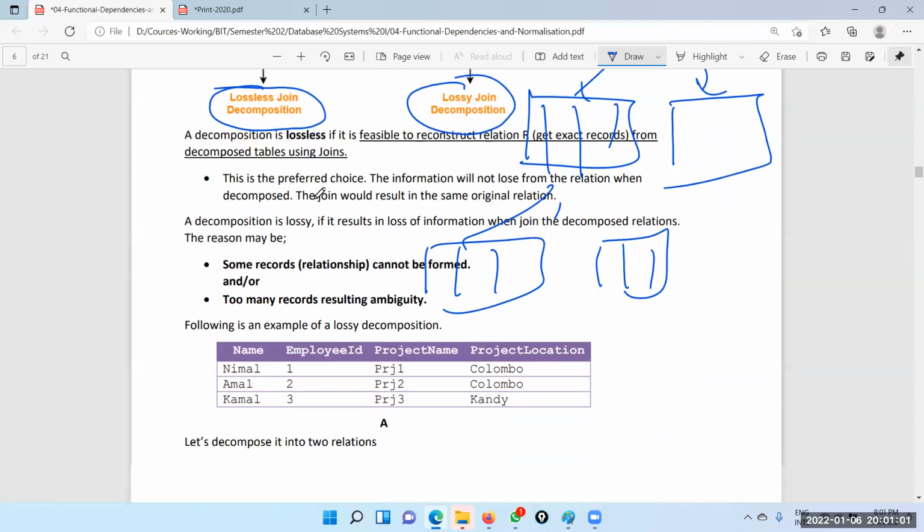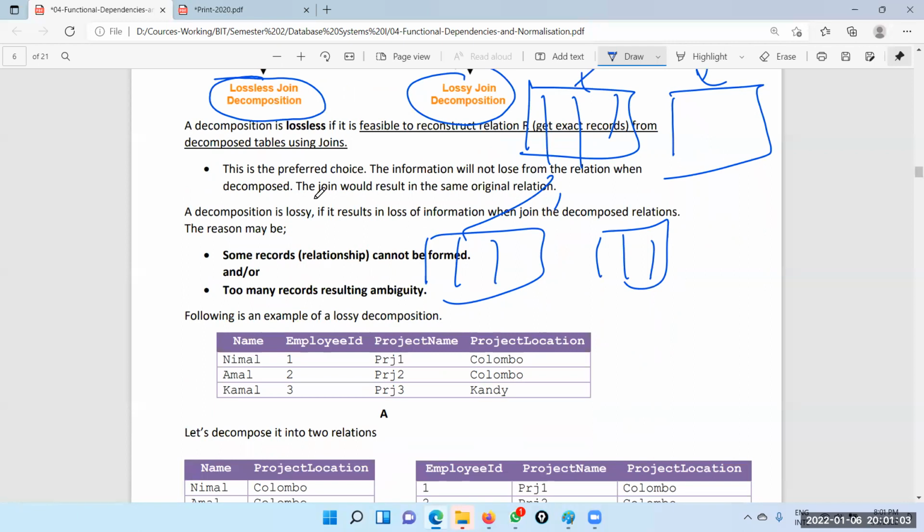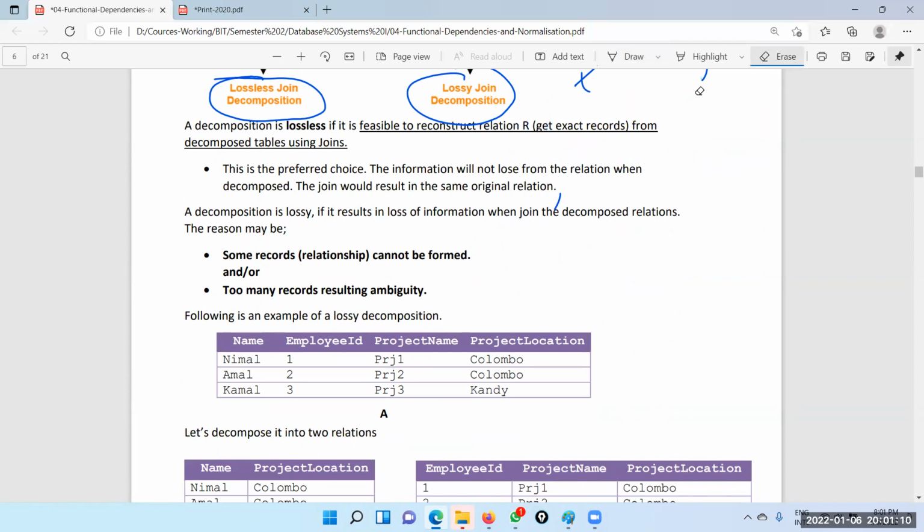Okay, so then we say it's a lossy decomposition. So lossy decompositions are bad, and so we can't work with lossy decompositions. So what we need is lossless decomposition.